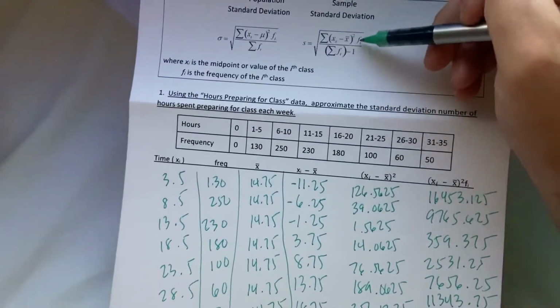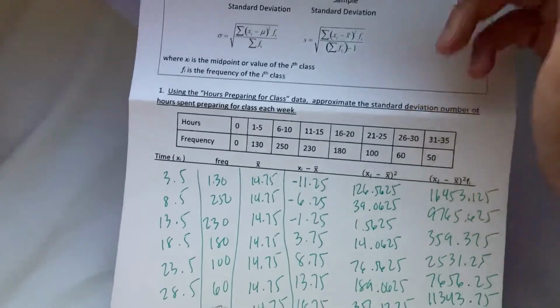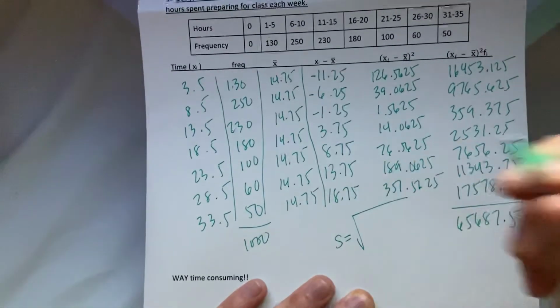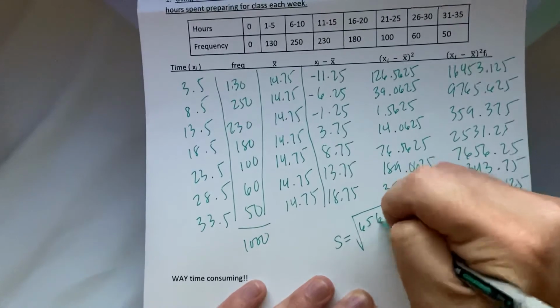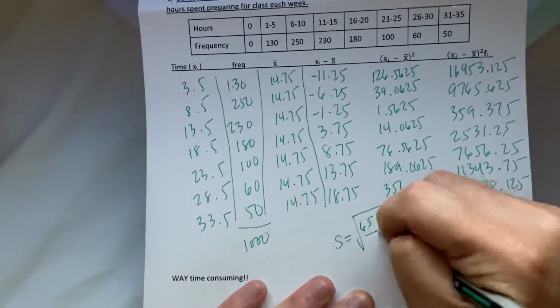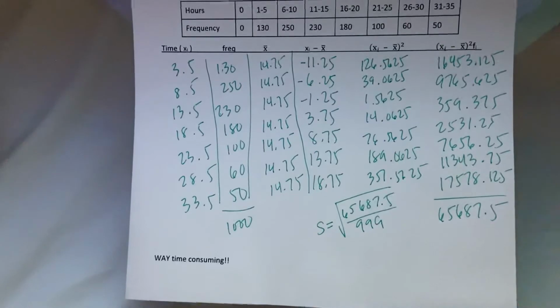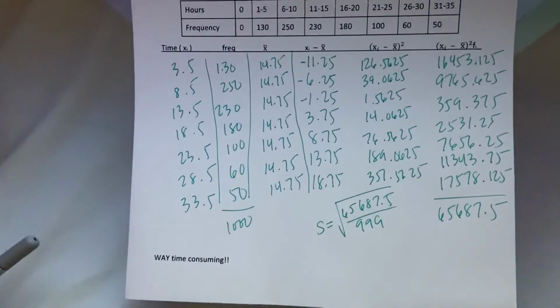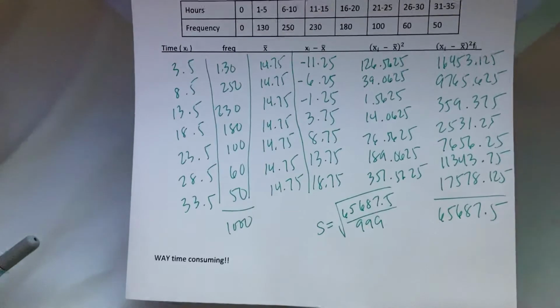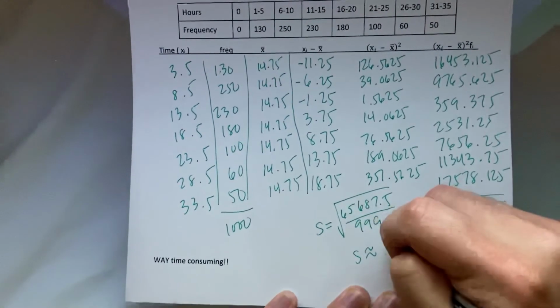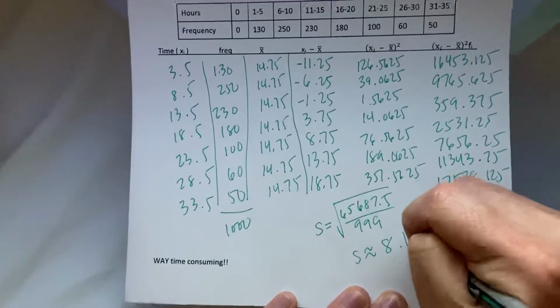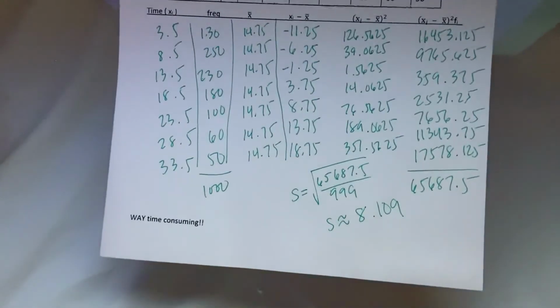We have to take that sum and divide it by the total number minus 1, because this is a sample. So the square root of 65,687.5 over 1,000 minus 1, which is 999. So we do this: square root of 65,687.5 over 999. Our sample standard deviation is approximately 8.109 if we're going to 3 decimal places.